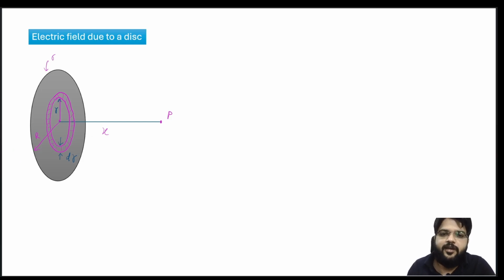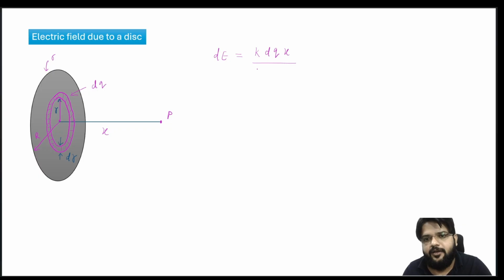So due to this ring, if I write the electric field at the point P, it can be written as what, everyone? The formula we already know for the ring. So dE equal to K, and let's suppose the charge present on this ring is dq. So we are assuming it is dq. Correct? So K dq x by r square plus x square power 3 by 2. And right now the radius of the ring is a small r, not a capital R, so that's why we write a small r here. So this is the electric field due to this small ring at the point P.